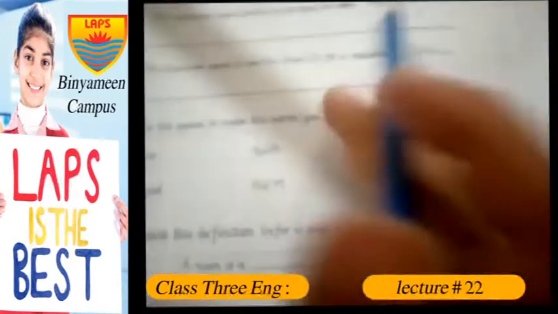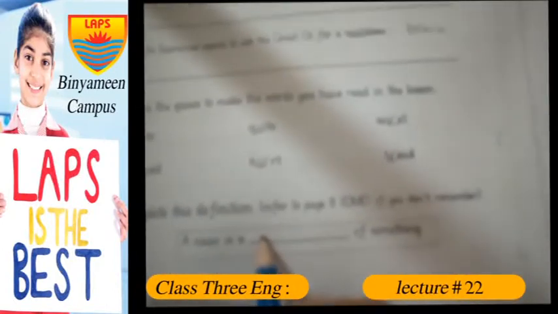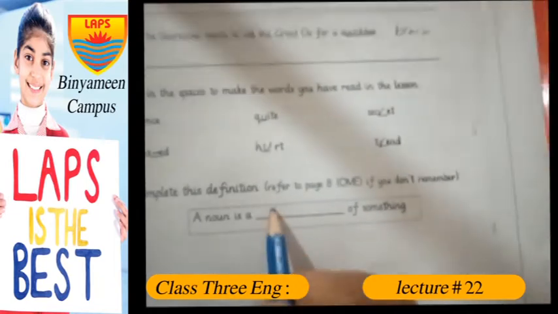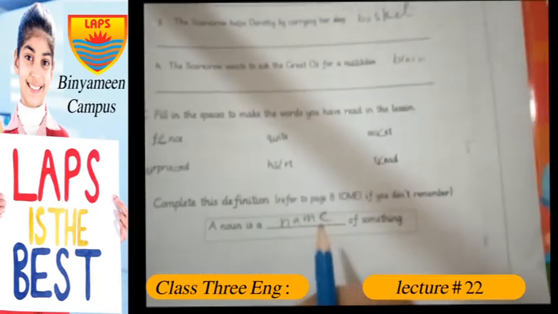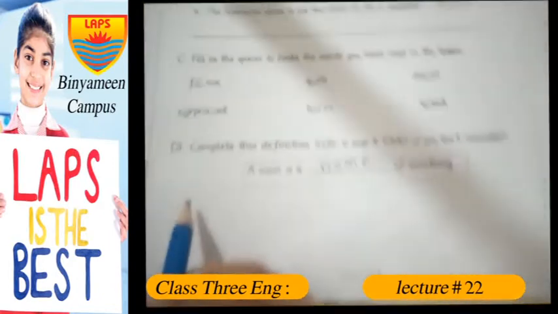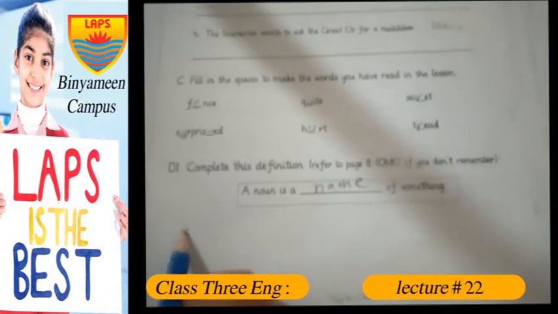Now a noun is actually, it says, a name of something. So all you have to write here is: a noun is a name of something. Now you just have to write the name of something. The rest of this is for explanation only.